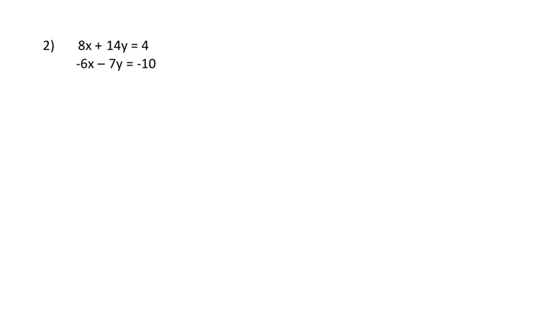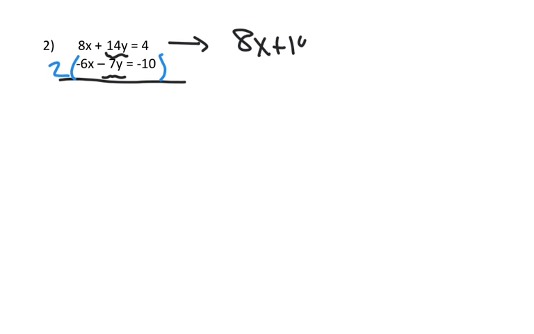So if we were to try to add again, our x's do not cancel, 8 plus negative 6. Our y's do not cancel, 14 plus negative 7. So we have to eliminate one of the variables. So I think I'm going to look at the y's. We have a negative 7 and a positive 14, so they're already different signs. And if I were to multiply the bottom one by 2, that would give me a negative 14. So I'm going to bring this top one straight over. I'm not doing anything to it. So 8x plus 14y equals 4.